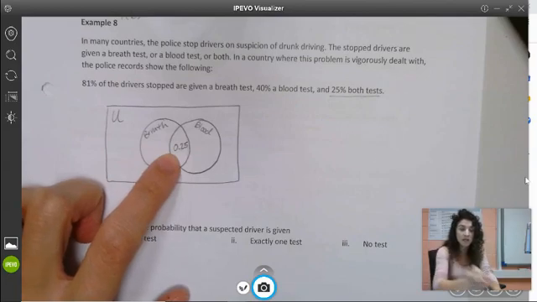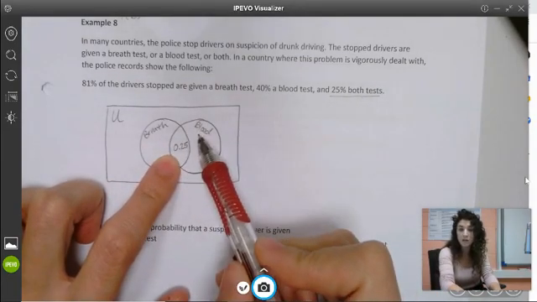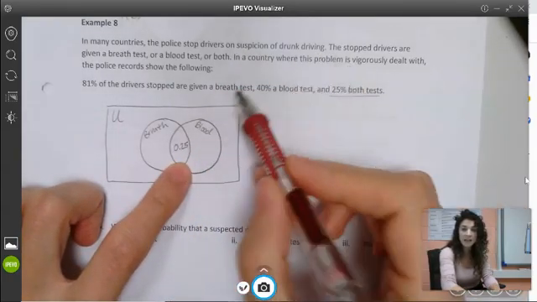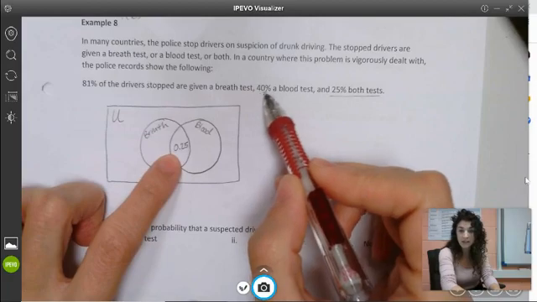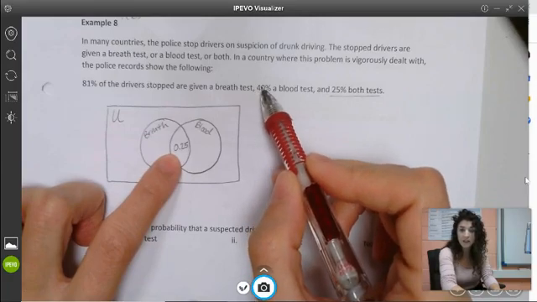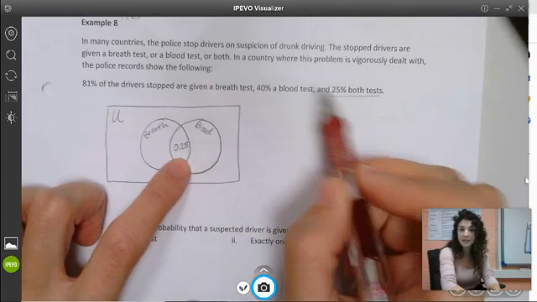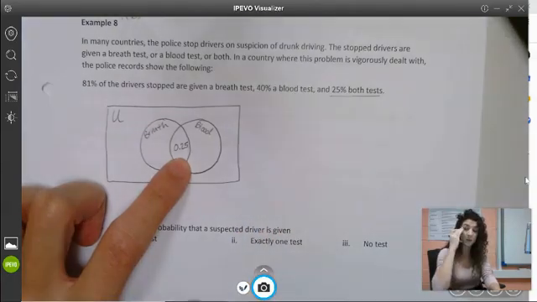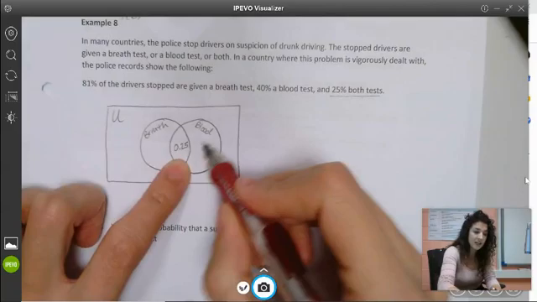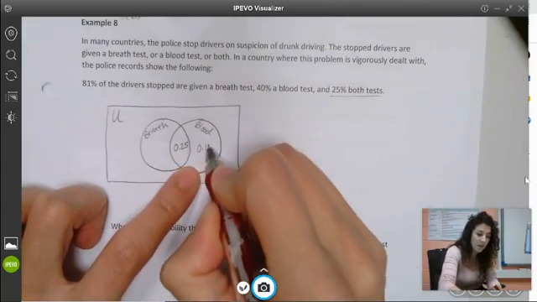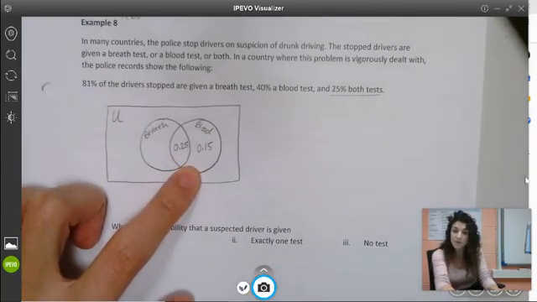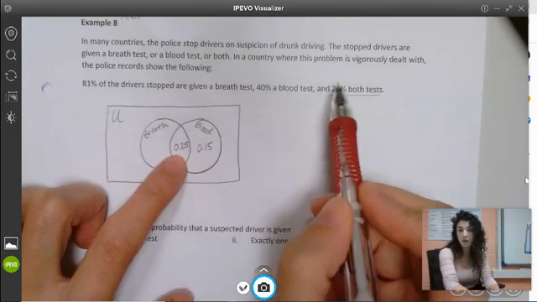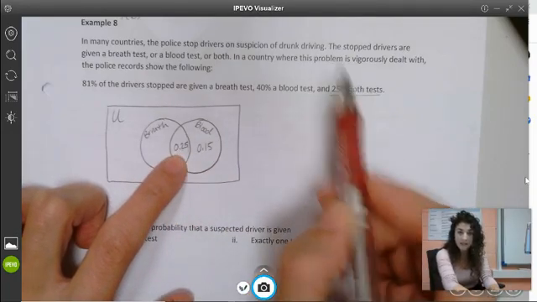I've taken out 25% of my total 40% of blood, yeah? So that means that the rest of the 40% of the people who were tested is 40 minus 25, which is 15, right? So then this is 0.15 or 15%, okay? So let's recap that. We knew that this was 0.25 because this is for both of the tests.